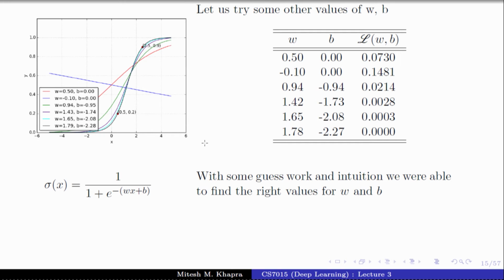Right? So we are done, right? We have a perfect algorithm for computing the weights W comma B. All of us can go home. What's the problem?